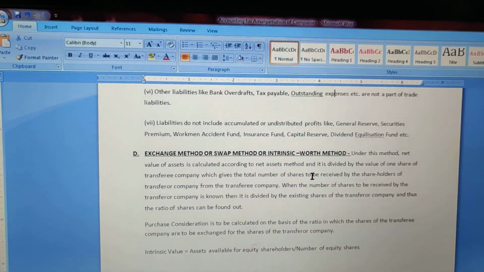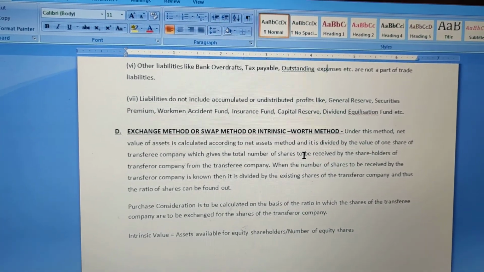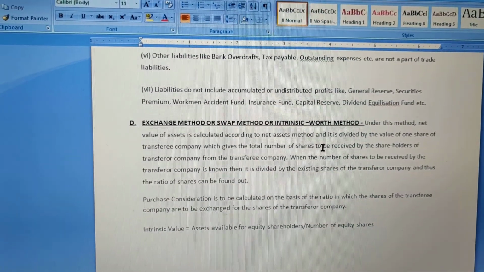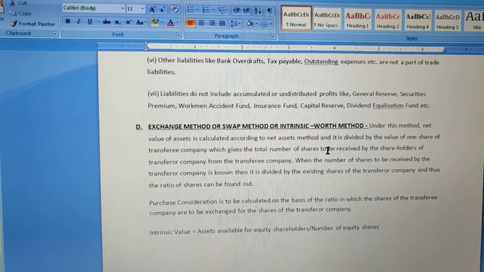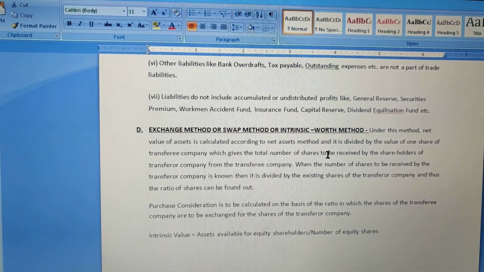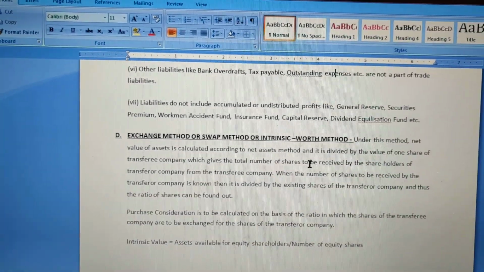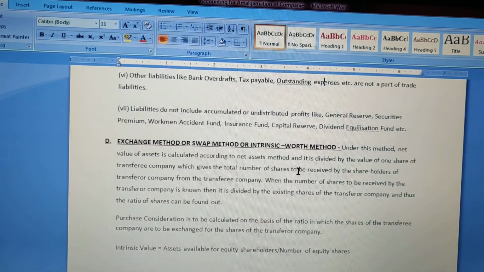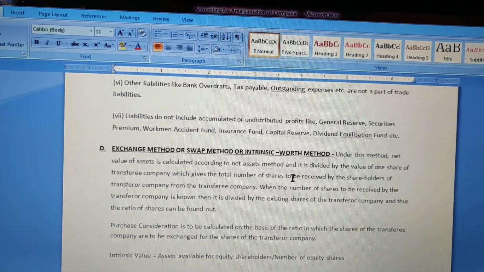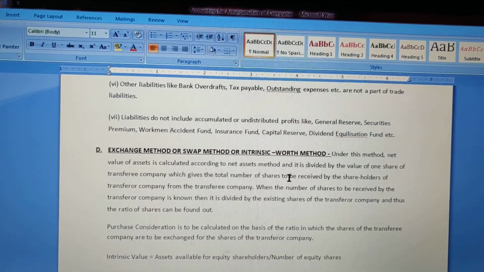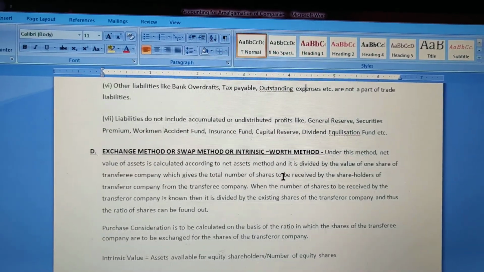Next point is, liabilities do not include accumulated or undistributed profits like general reserve, securities premium reserve, workmen accident fund, insurance fund, capital reserve, dividend equalization fund, etc. Obviously these reserves and funds which we create in the company's balance sheet are not liabilities. They are undistributed, accumulated profits, which you have to transfer to the equity shareholders account while calculating the net worth of the equity shareholders.